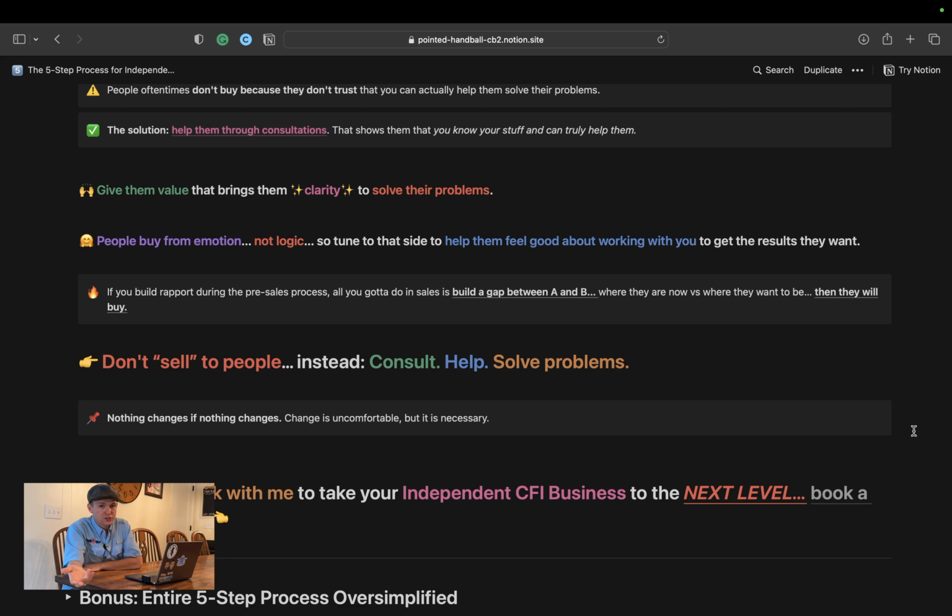People buy from emotion, not from logic. So tune to that side of them that helps them feel good about working with you to get the results that they want. If you build rapport during the pre-sales process, all you gotta do in sales is build the gap between A and B, where they are now versus where they want to be, and then they will buy.